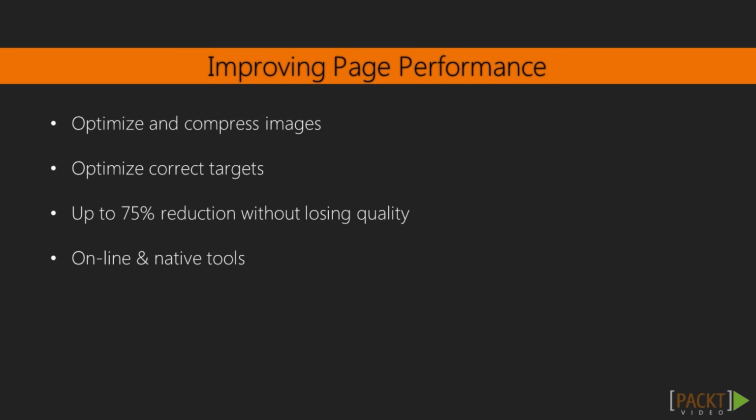Optimizing and compressing images can reduce their size a lot. There is not a lot of point in saving a few kilobytes in scripts if megabytes are being wasted for loading images. Often, you can get up to 75% size reduction without losing quality. There are multiple online and native tools for optimizing the images.